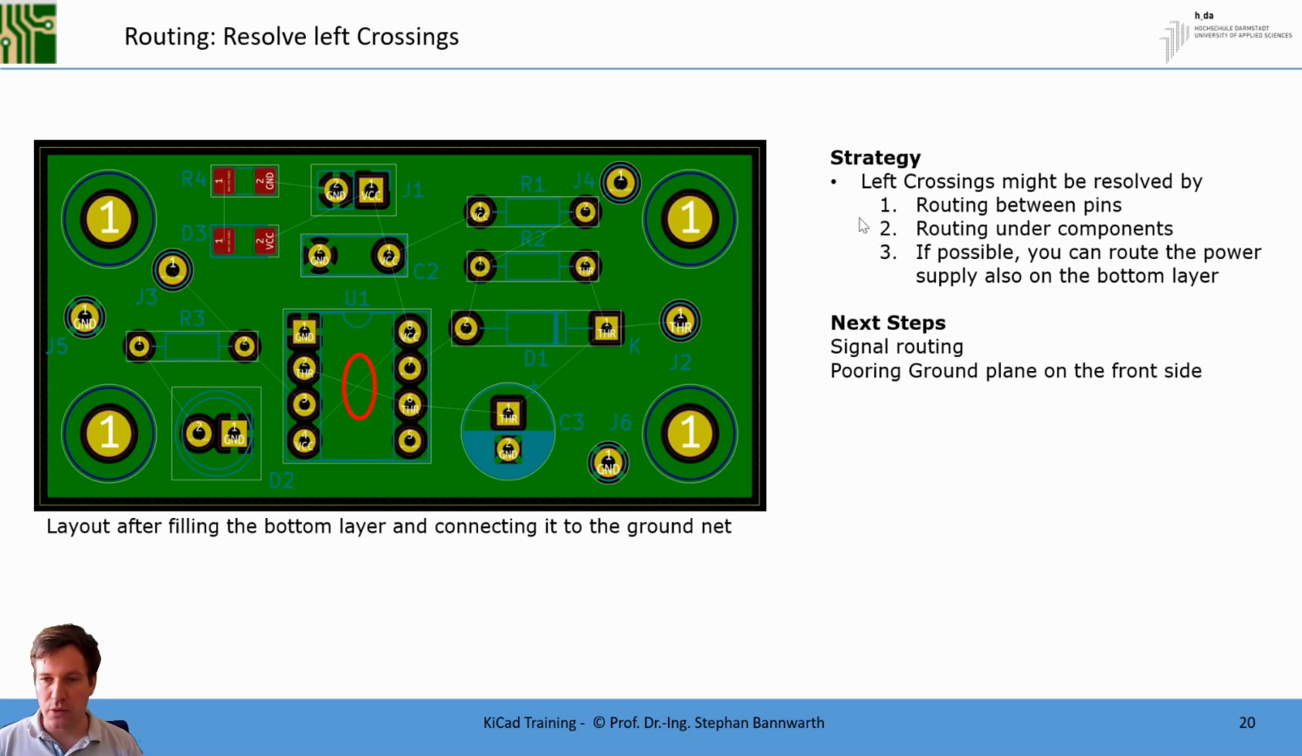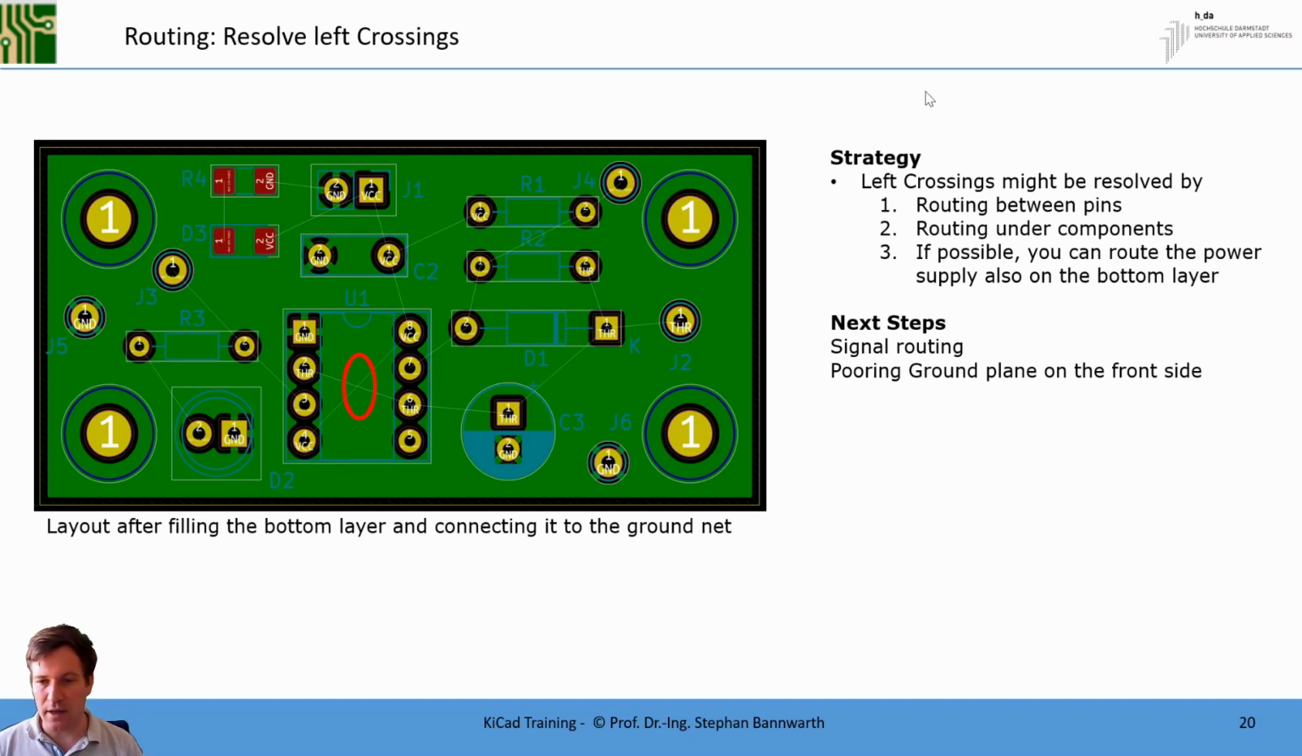Further strategies to resolve crossings might be routing between pins or routing under components. This means, for example, you can also route here under this component, on the bottom layer and on the top layer. And third, if possible, you can route the power supply also on the bottom layer, which is what we did for the connection of pin 8 and pin 4.